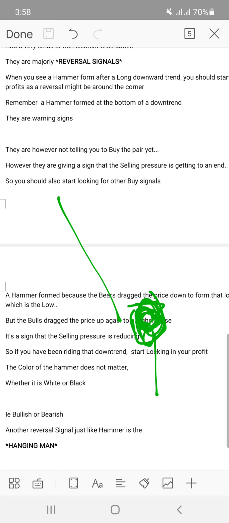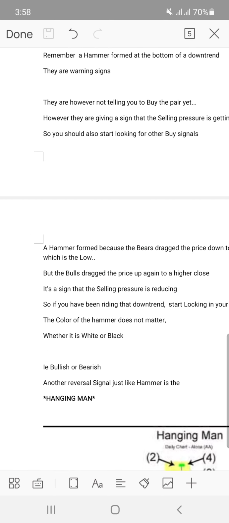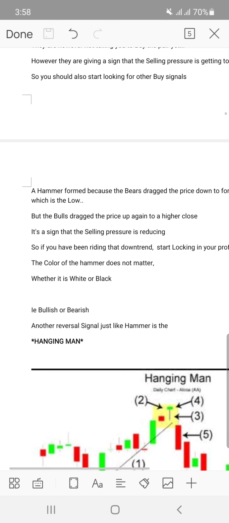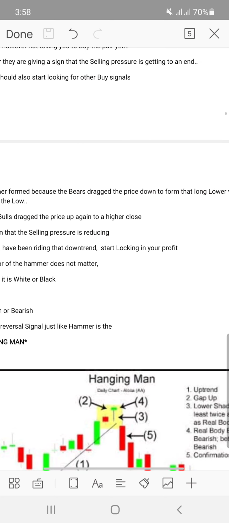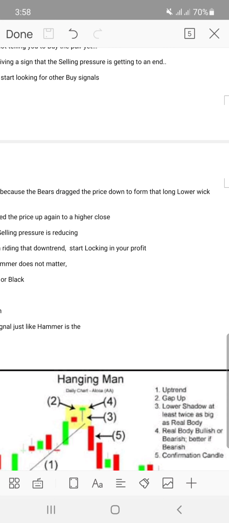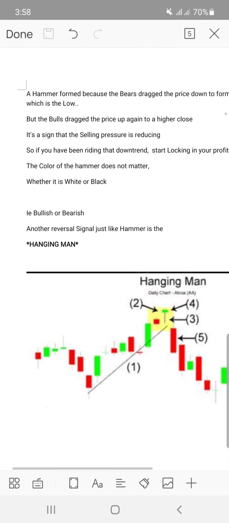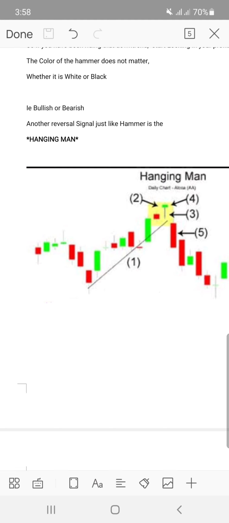So you should be getting ready to leave the market, because the direction of the market will soon change to an uptrend. You understand? So a hammer formed because the bears drag the price down to form that long lower wick, which is the low. So I already explained that. I've already explained the hanging man.